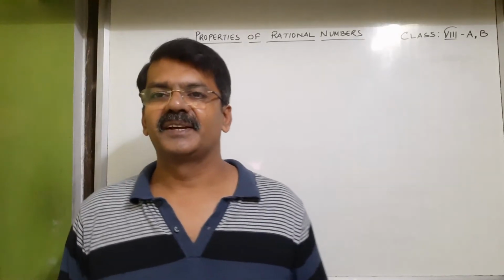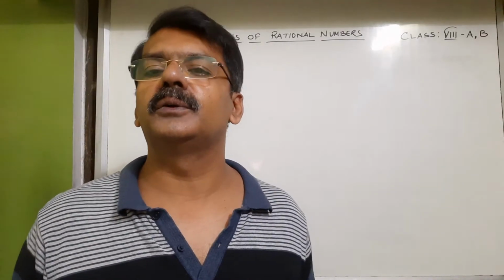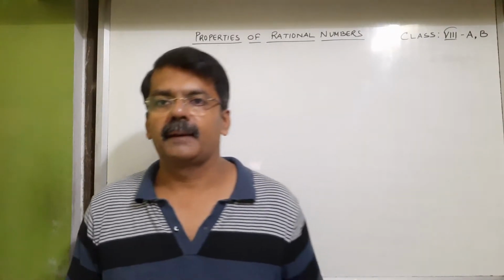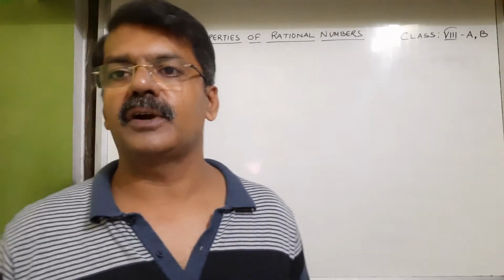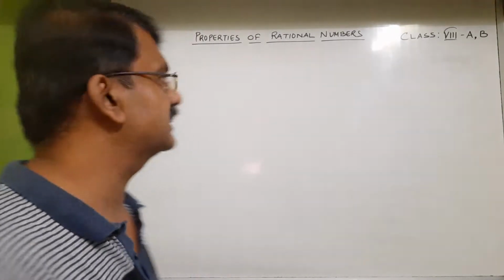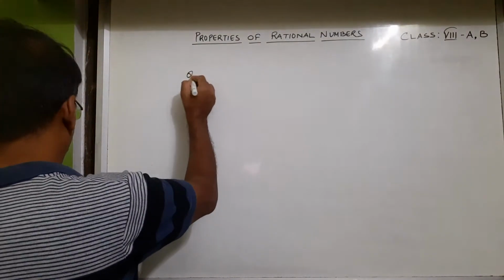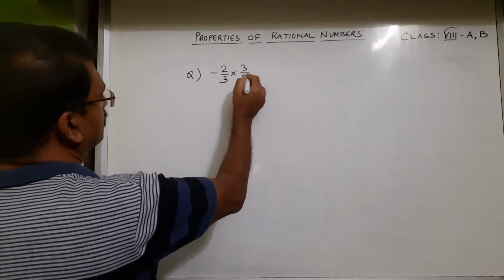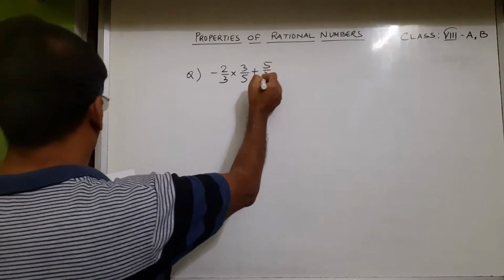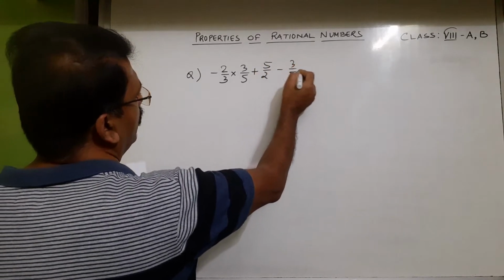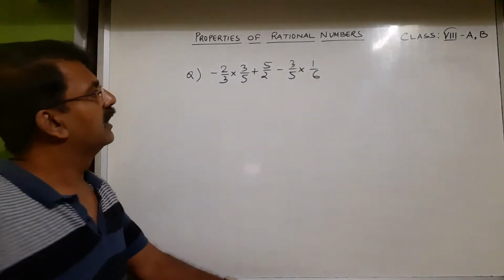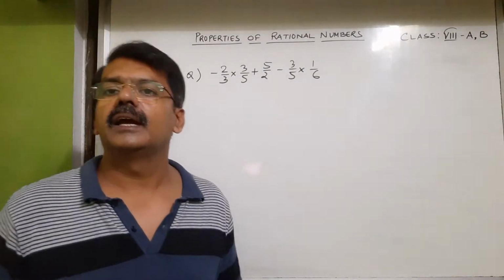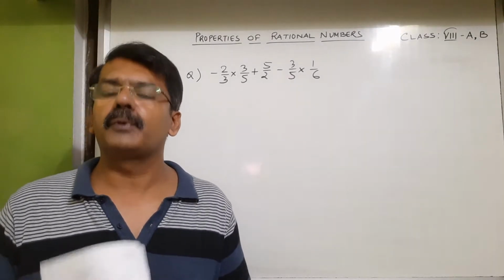Welcome back. Today we are going to start a few examples based on properties of rational numbers. So the first example: minus 2 by 3 into 3 by 5 plus 5 upon 2 minus 3 upon 5 into 1 upon 6. We have to solve this expression using a few properties.